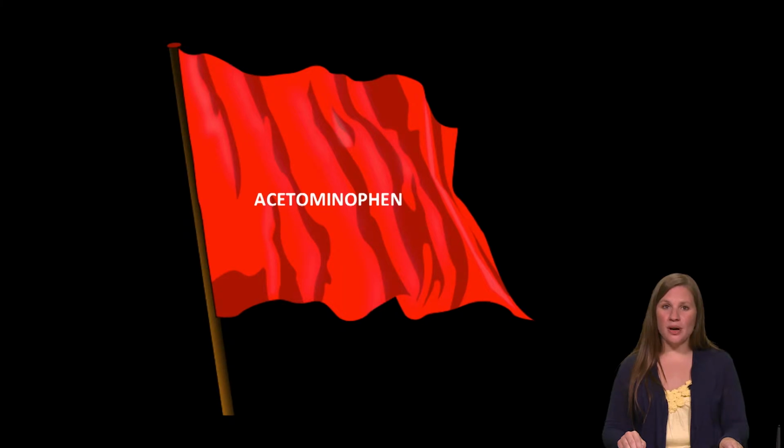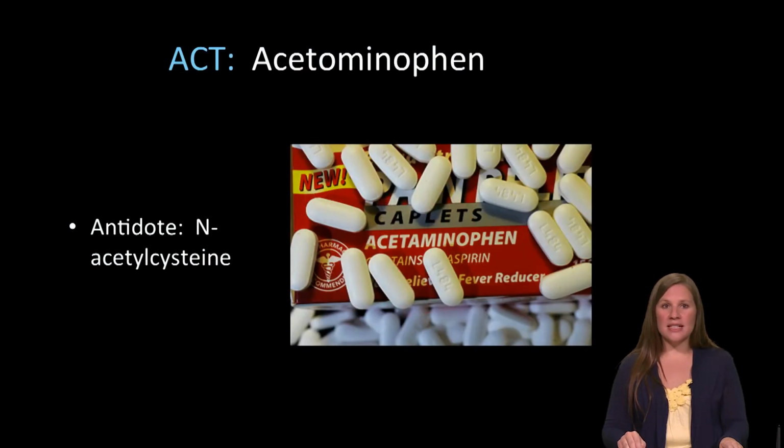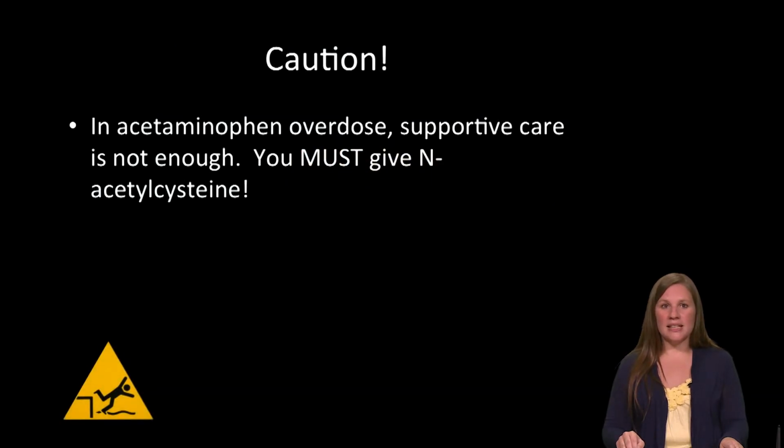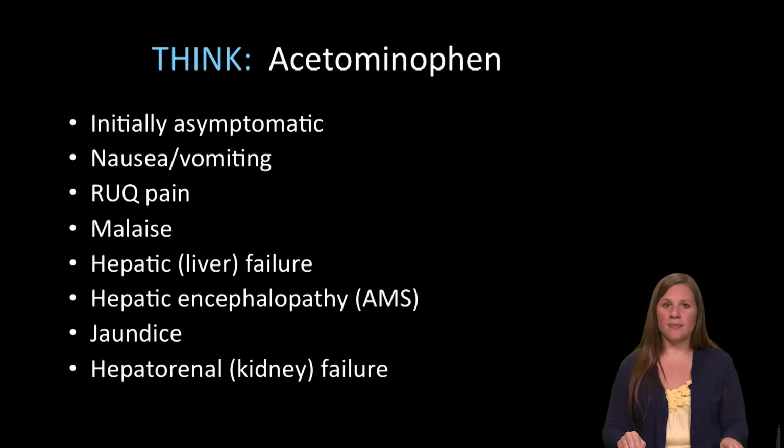And this brings us to our next red flag. So we've addressed 3 of his toxic ingestions, but we haven't addressed the acetaminophen. And so acetaminophen has a very specific antidote that's very important to give in toxic overdoses. And that antidote is N-acetylcysteine. And so in acetaminophen overdose, supportive care is not enough. You must give N-acetylcysteine.